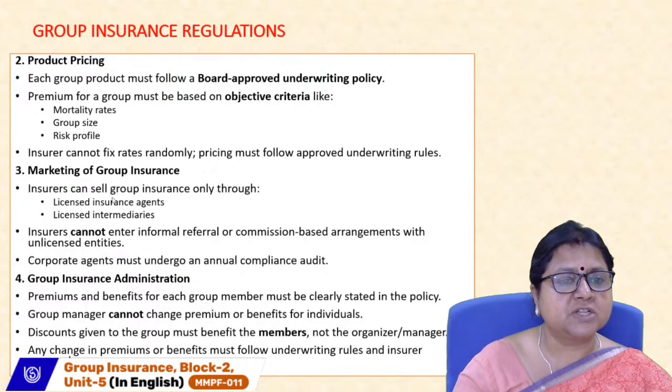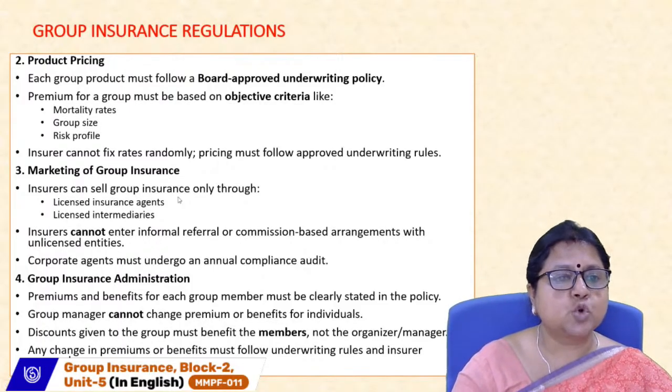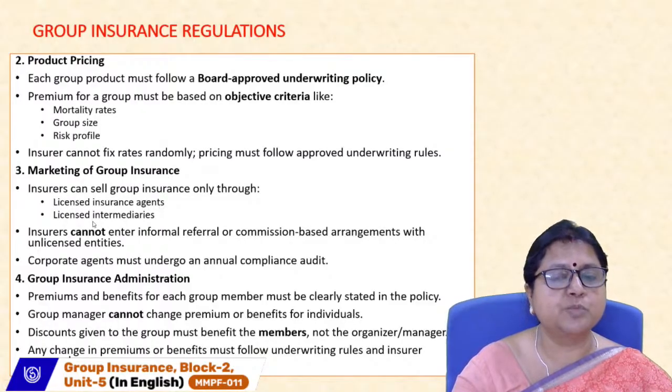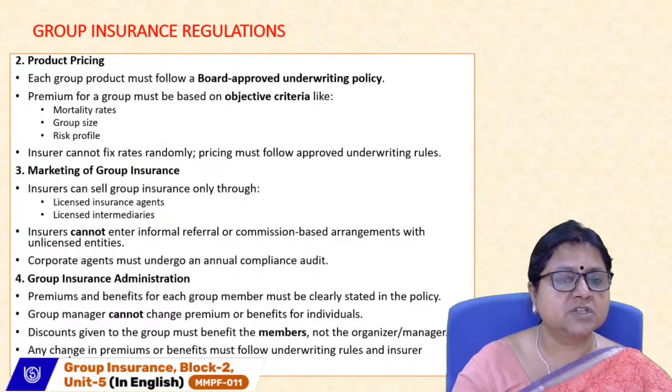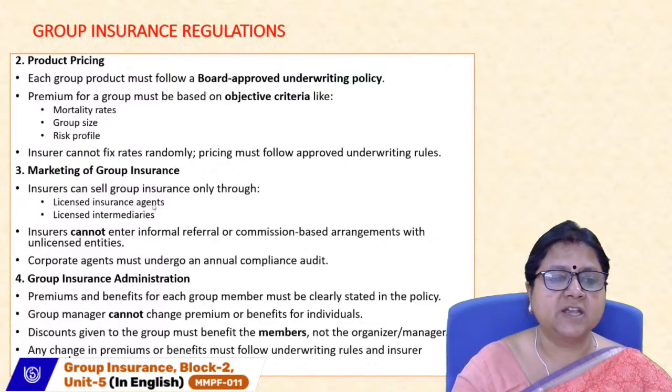Marketing of group insurance is again done by insurance agents. Insurers can sell group insurance through licensed insurance agents or licensed intermediaries also, and they work on the basis of commissions, again based on the guidelines of IRDAI. Corporate agents also must undergo an annual compliance audit.